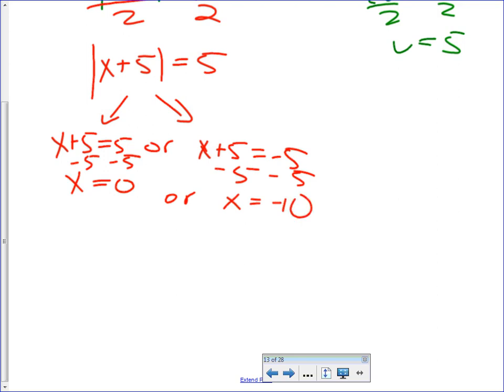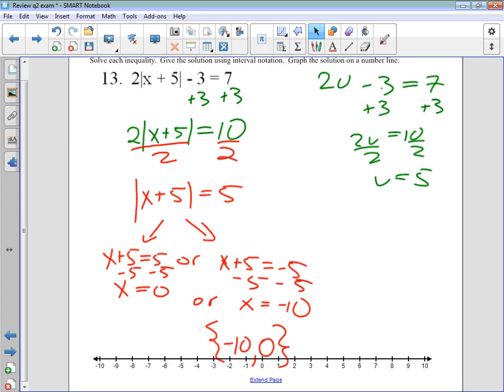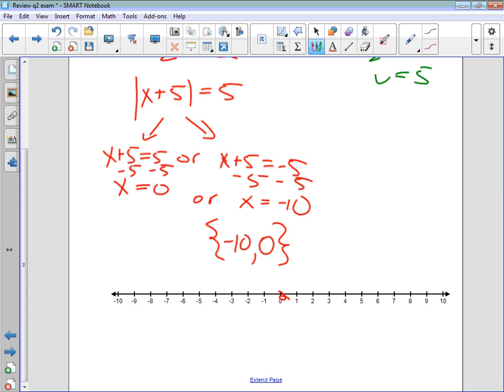Then it asks us to graph it. Now, we don't have to use interval notation here because it's just a set of numbers. My two solutions are negative 10 and 0. And then if we actually had to put them on the number line, it would look like this. There'd be a dot at 0, and there'd be a dot at negative 10. We wouldn't do any shading because those are the two values that are the solution.